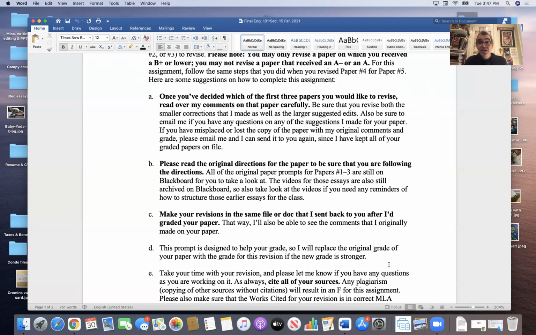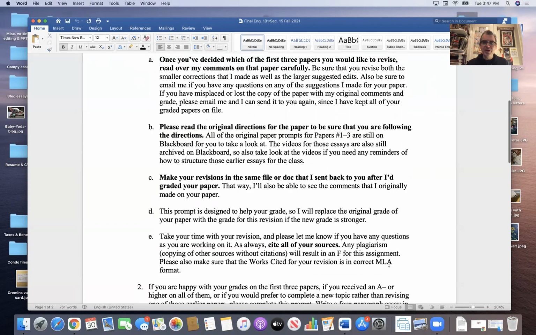Or as I said, if you lost these papers, if you never downloaded it when I sent it to you the first time and you can't find the email, I have all of them on file and they all have the comments on them. So I'll be happy to send it back to you if you lost that original email.